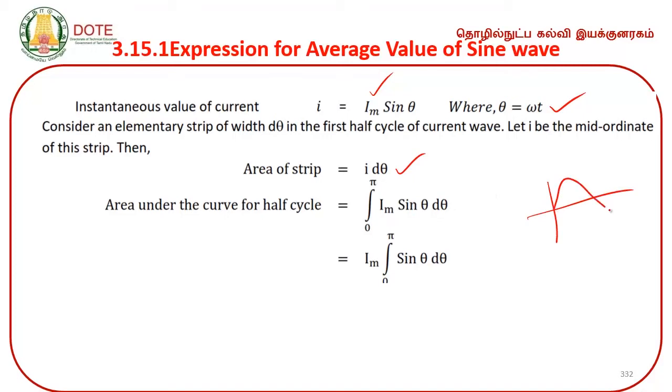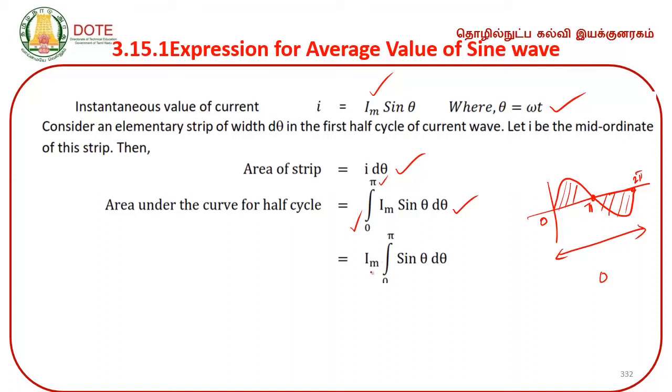So, when you find out the average value, this is your sinusoidal signal. This is your 0 degree and this is pi and 2 pi. If you integrate from 0 to 2 pi, the positive half cycle and negative half cycle values will cancel each other and the average value will become 0. So, to avoid that, we are going to apply the limits from 0 to pi, not 2 pi. So, the limits will be 0 to pi, and then Im sin theta d theta.